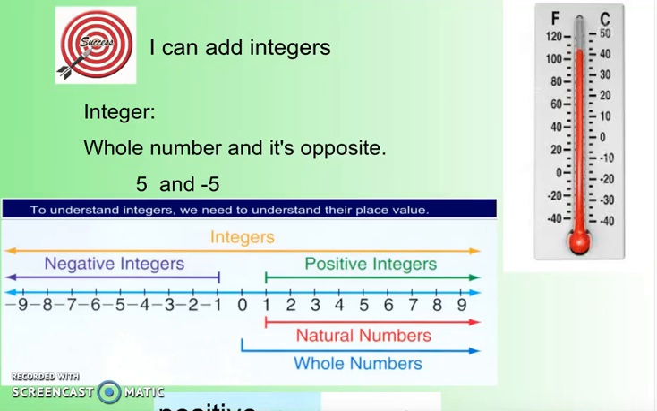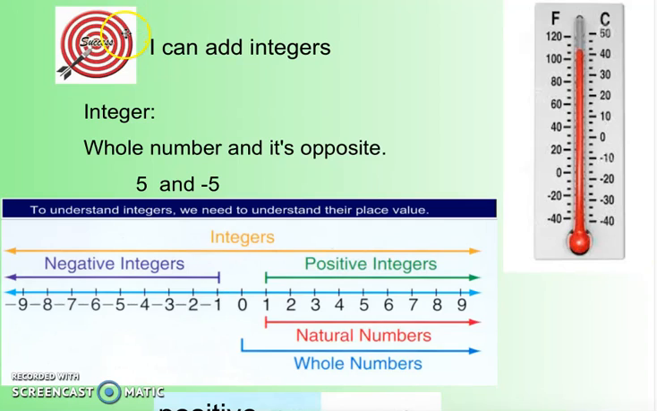Let's first talk about what an integer is. An integer is a whole number and its opposite. For instance, 5 is a whole number, and the opposite of 5 would be -5 because it is an equal distance from 0. Here's -5, which is to the left of 0, and here is +5, which is to the right of 0. Notice they are 5 equal spaces away from 0, and so we consider them opposites of each other.